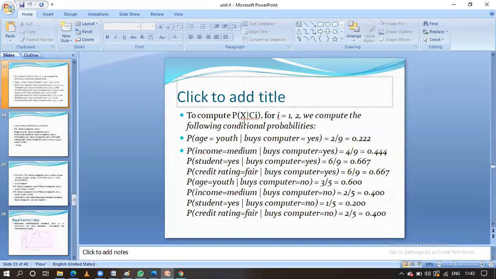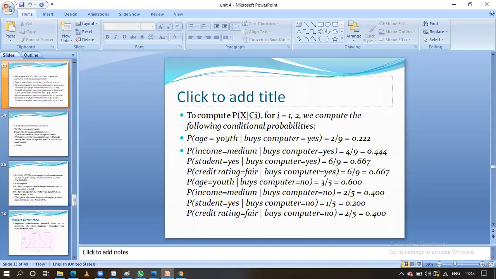Next, we have to calculate the probability of X given C1, where C1 means buying a computer equal to yes. Likewise, the probability of X given C2, where C2 means buying a computer is no. For these, we have to calculate the posterior probability, and for no also we have to calculate the posterior probability.